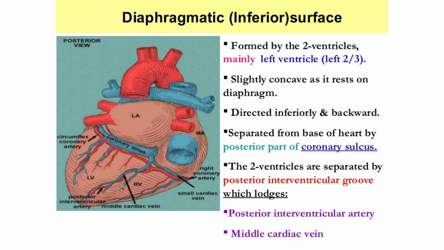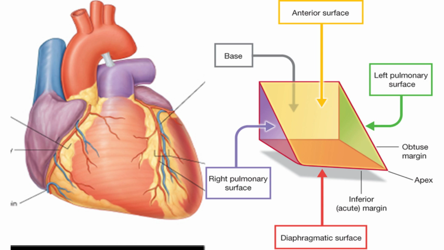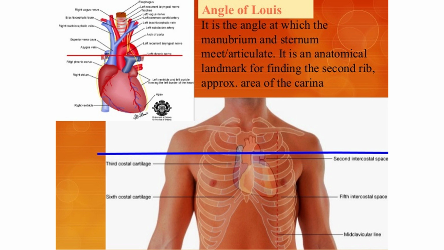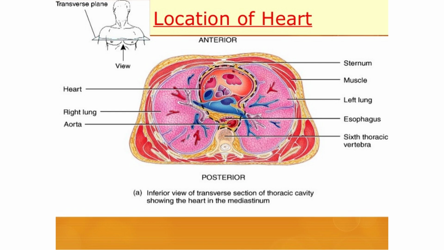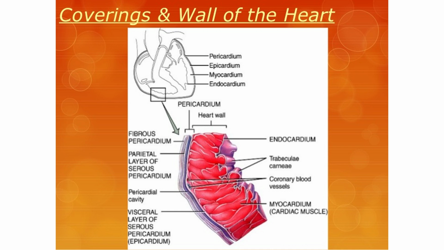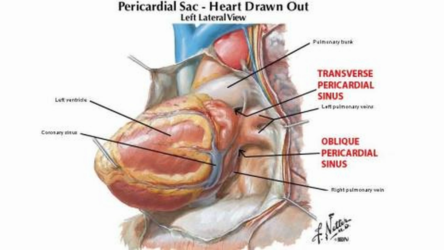It is oriented obliquely. The apex points forward, downward, and to the left, while the base is posterior. The pericardium is a fibrous serous sac that envelops the heart. It consists of an external fibrous pericardium and an internal serous pericardium, itself divided into a parietal layer and a visceral layer, or epicardium. The heart has four chambers.